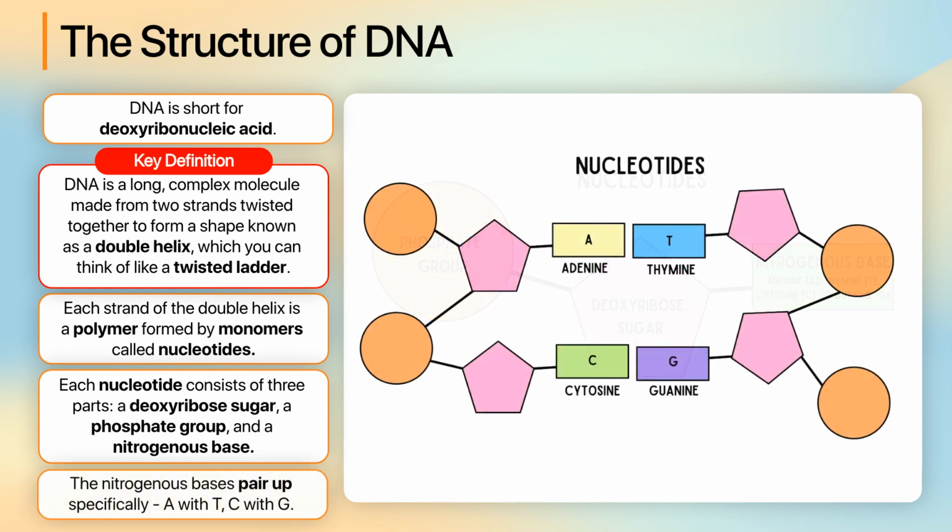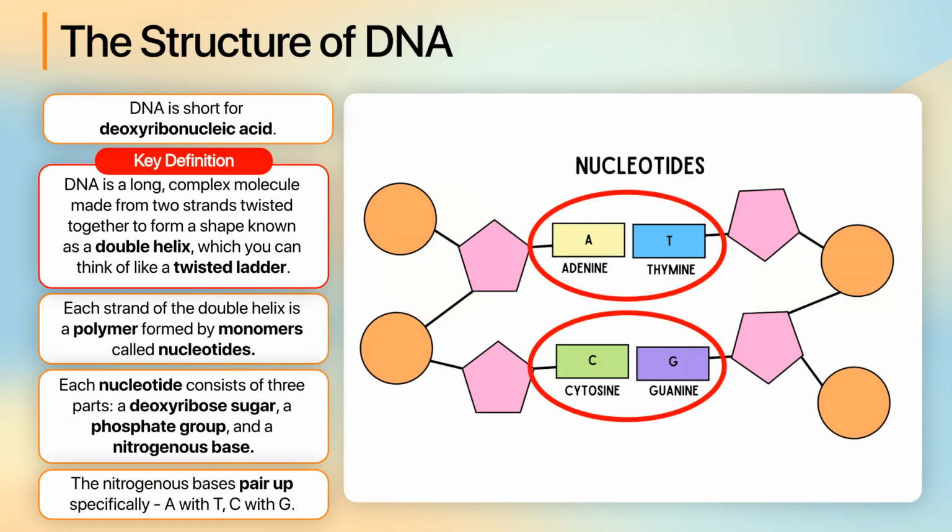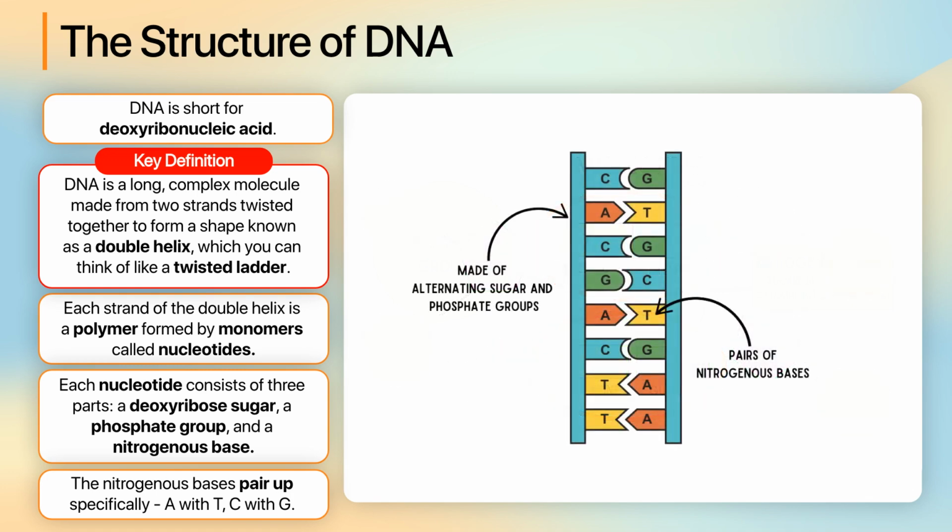The nitrogenous bases pair up in specific ways. A pairs with T and C pairs with G, with crosslinks holding the structure together. Essentially, the sides of the ladder are made of alternating sugar and phosphate groups, while the rungs are pairs of nitrogenous bases.